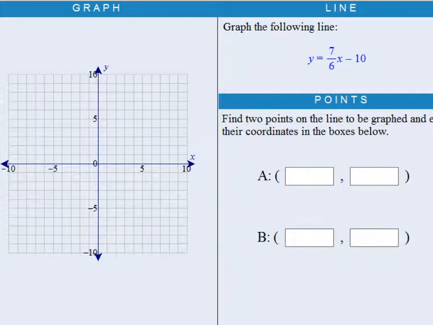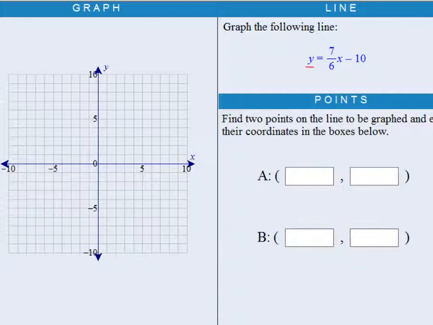So let's try something that has an x and a y in it, which is what most of your assignment will be. Okay, so I gave you started with this one, and it looks like it's kind of an ugly one with that 7/6 in it. But what I did like about it, what is going to make it easy, is that I have the y sitting here by itself already. So I can pick any number I want to plug in for x, and then figure out what the y would be that would match it.